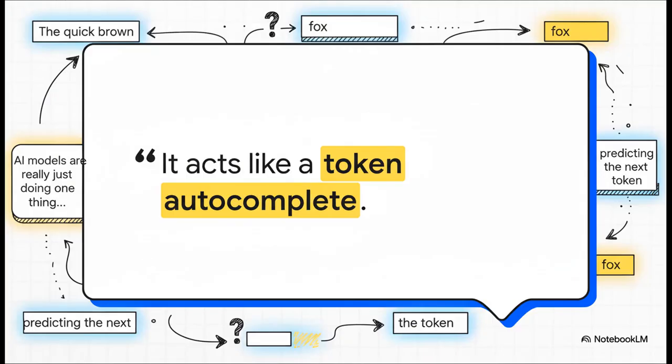And what's crazy is that at their absolute core, these gigantic, super complex models are really just doing one simple thing, over and over again. All they do is predict the next token in a sequence.